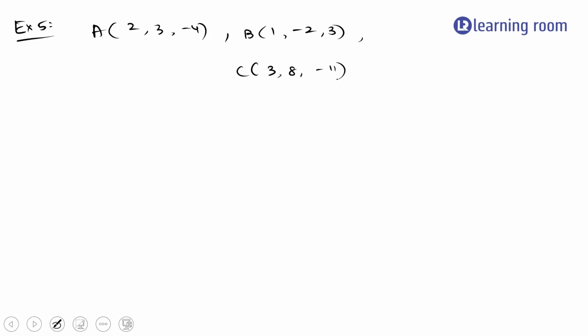Break the page into two parts. Left hand side, I want the values of DCs. On the right hand side, I want the values of DRs, that is the direction ratios. Do it fast. First find the distance between AB, BC, and CA.